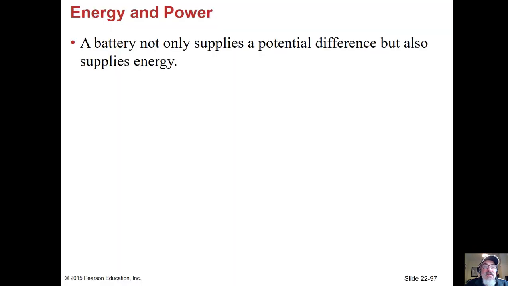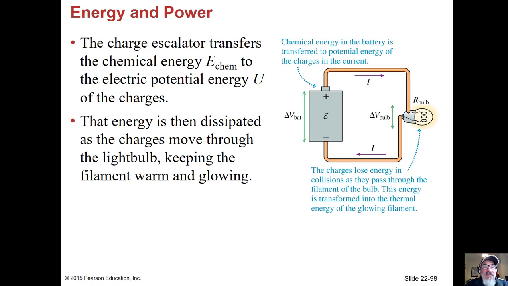Energy and power. So a battery not only supplies a voltage, but it also supplies energy. So we're taking chemical energy in the battery here and transferring it to really kinetic energy. So chemical energy first goes to potential energy of the charges, and then we use that energy to drive electrons through the circuit, through the light bulb, heating a light bulb up. Okay, and as you know from batteries, they don't last forever. Eventually you use up all the energy.